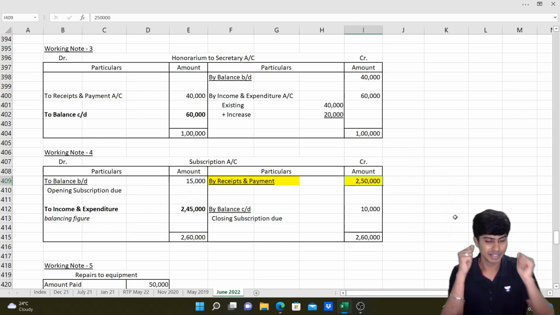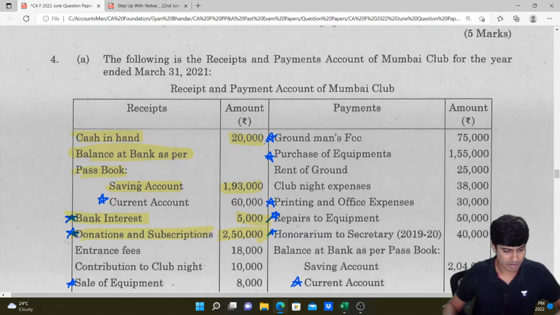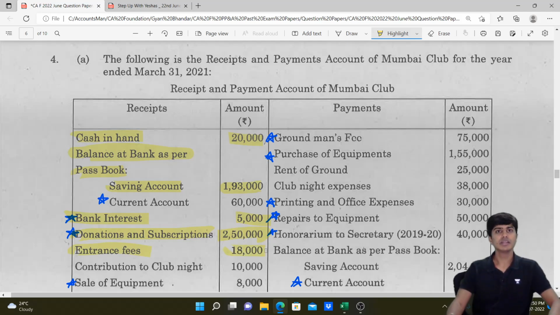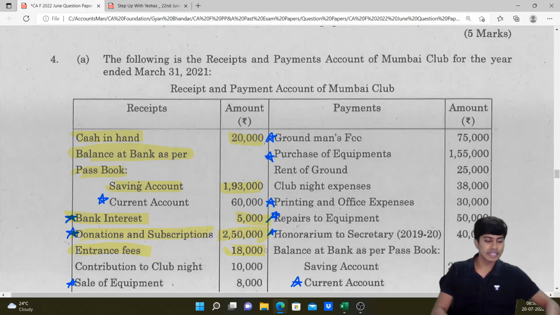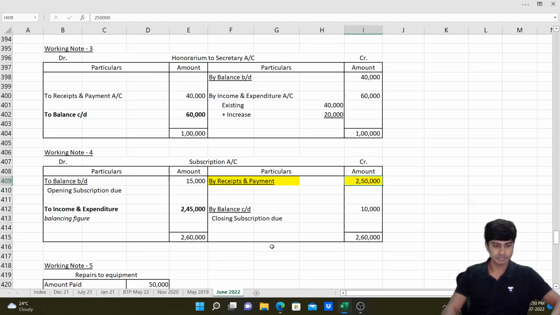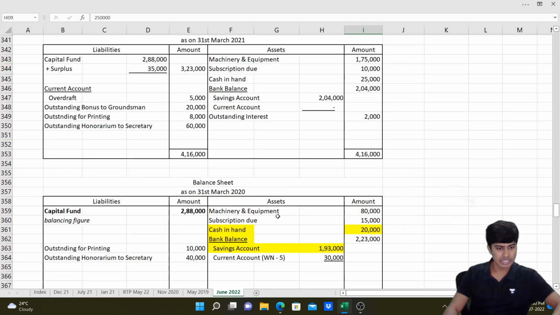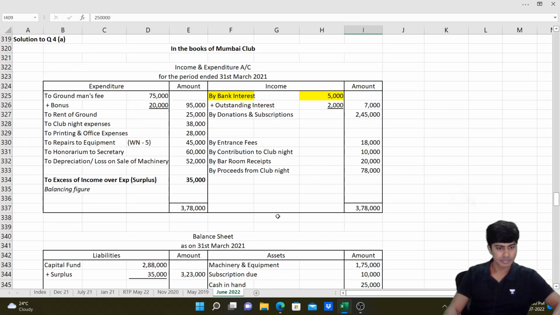Cool, guys. What do we have after that? Then we have entrance fee. Entrance fees is 18,000 rupees. This is income. In my income and expenditure, on the credit, I'll write by entrance fees 18,000.